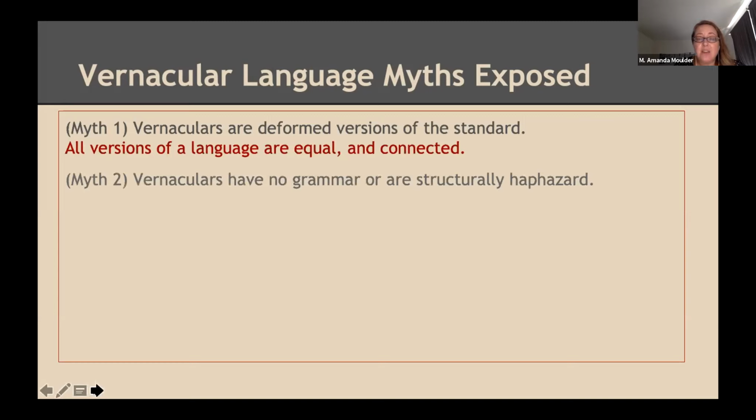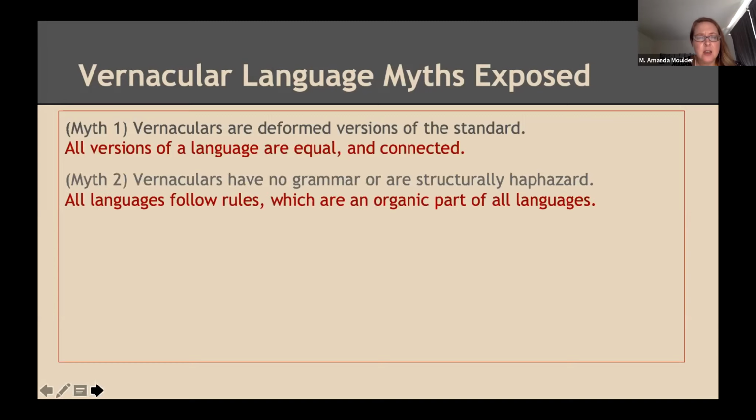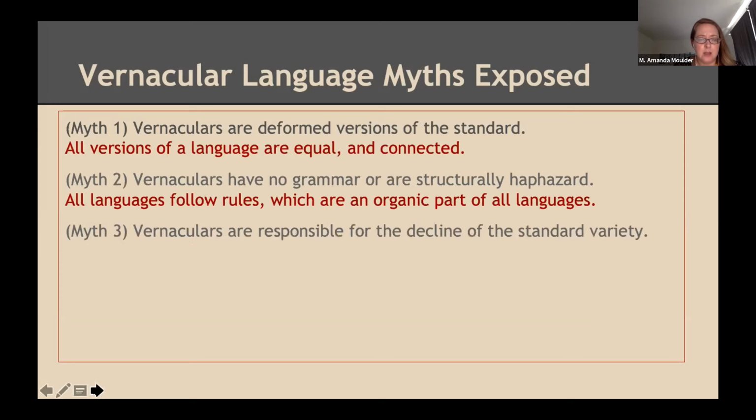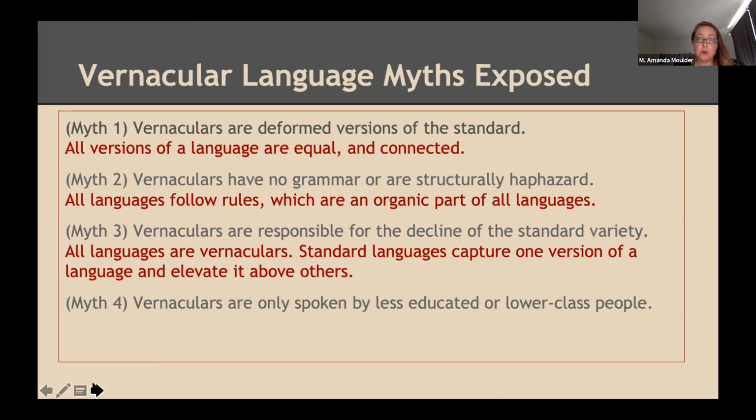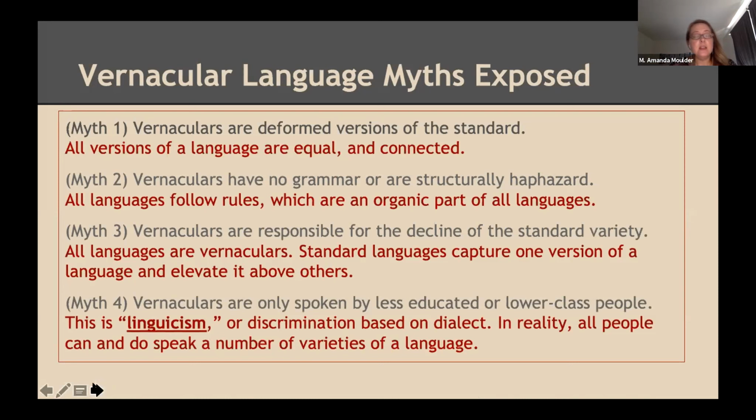Myth 2, vernaculars have no grammar or they're structurally haphazard. All languages follow rules. Every single dialect in the world follows particular rules. There are things you can do and things you can't do in those languages. That's an organic part of languages. Another myth: vernaculars are responsible for the decline of the standard variety. This idea is wrong. All languages are vernaculars. Standard languages capture one single version and elevate it above others. And then the myth that vernaculars are only spoken by less educated or lower class people. This is called linguicism. It's discrimination based on dialect. In reality, all people are speaking different vernaculars.